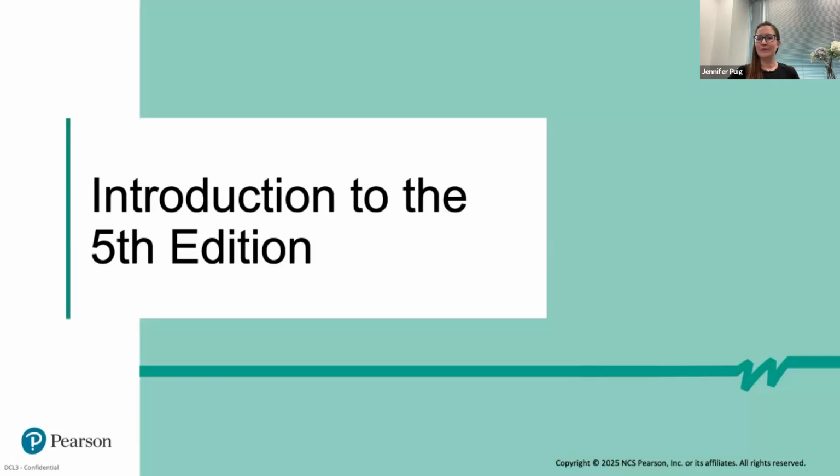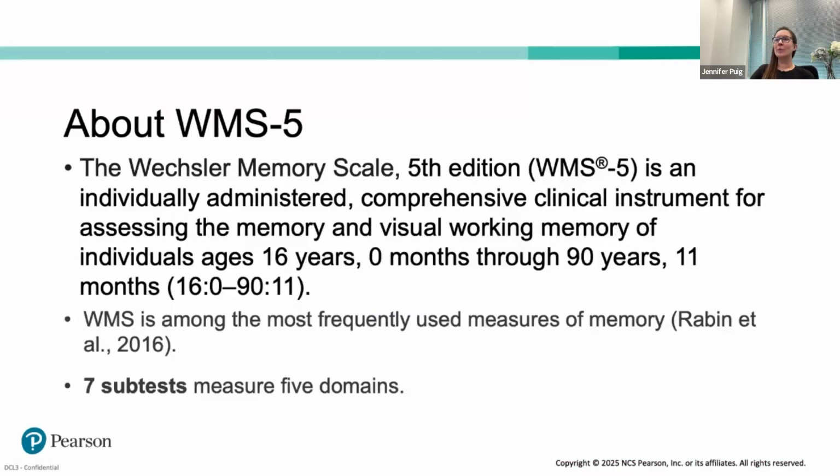So let's begin. All about the WMS 5. The Wechsler Memory Scale, 5th edition, is an individually administered comprehensive clinical instrument for assessing the memory and visual working memory of individuals ages 16 years old through 90 years old. The WMS is among the most frequently used measures of memory by assessment psychologists and neuropsychologists. It has 7 subtests that measure 5 broad domains.